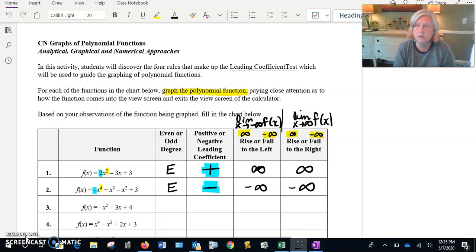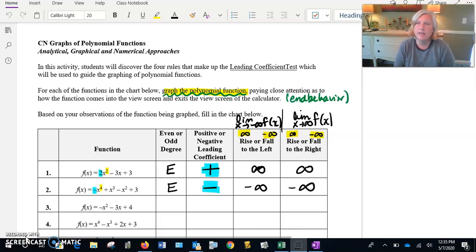So the first thing is going to be an investigation. You may use your calculator or you may use Desmos, whatever you have available to you right now. What you're going to do is graph the polynomial functions, and we want to pay close attention to how the function enters the view screen and exits the view screen. What we mean by that is we're looking at our, quote unquote, end behavior of the function.